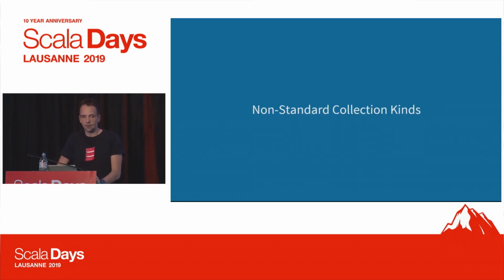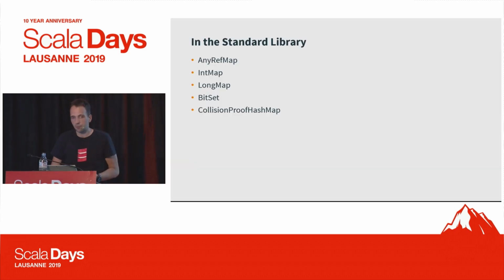So what about non-standard collection kinds? I've shown you a few of the standard ones, but maybe you want something completely different. And you wouldn't be the first one to want that, because we even have them in the standard library. They're just not worth adding any abstractions for. But these are just individual implementations of collections that support even other kinds.